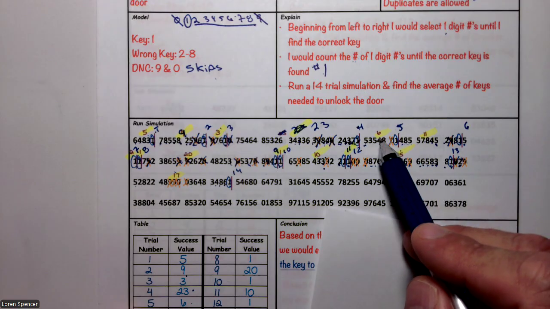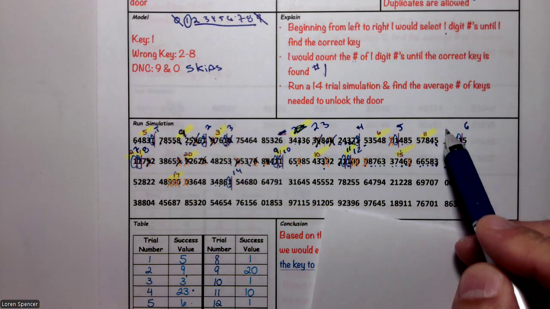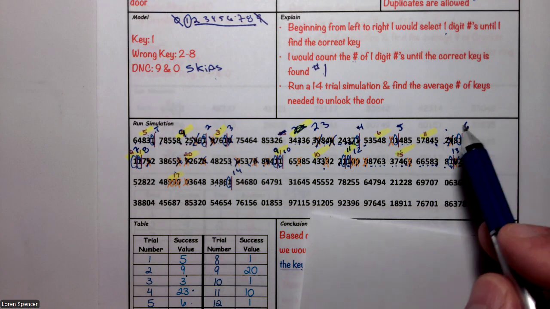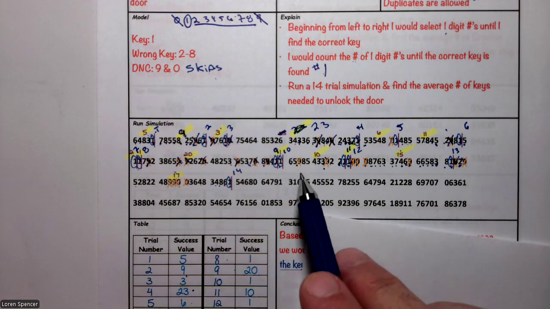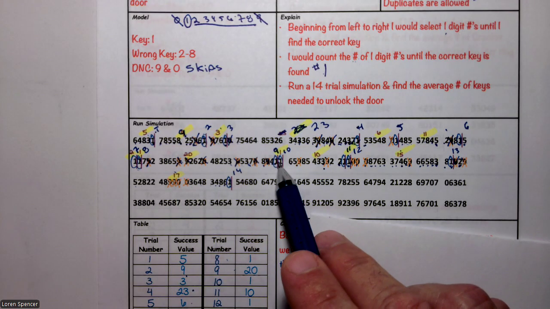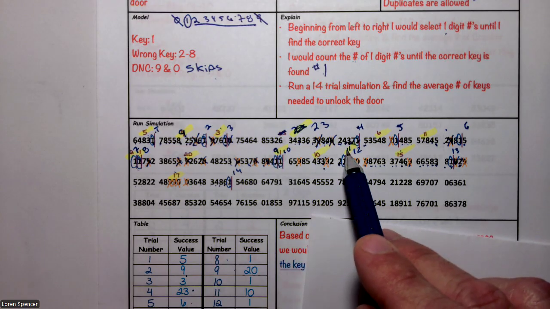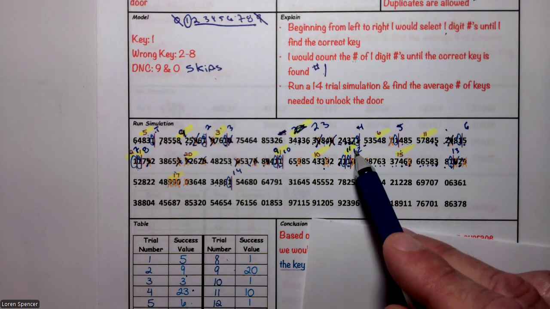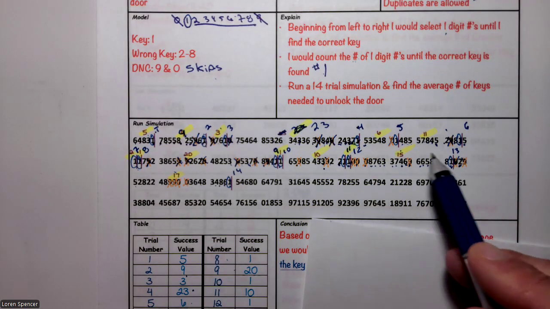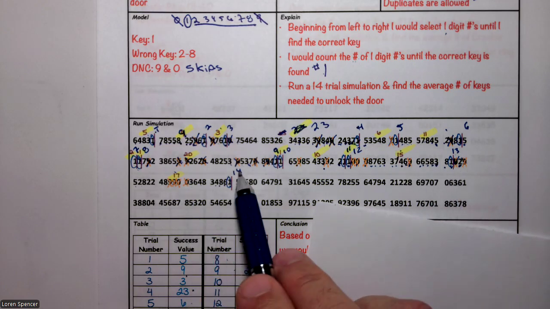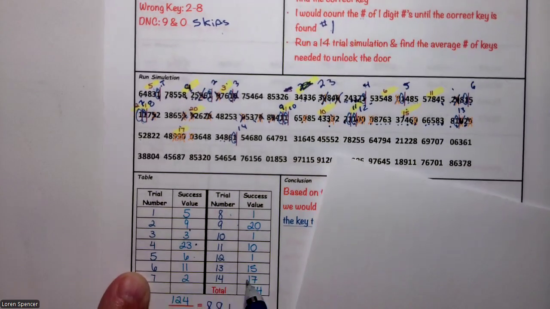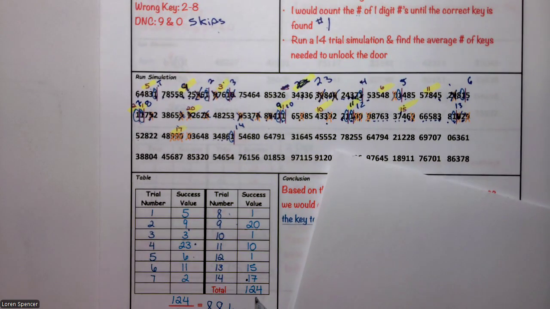Trial 5 had 6. Trial 6 had 11. Trial 7 had 2. Trial 8 had 1. Trial 9 had 20. Trial 10 had 1. Trial 11 had 10. Trial 12 had 1. Trial 13 had 15. And trial 14 had 17. And that added up to 124.